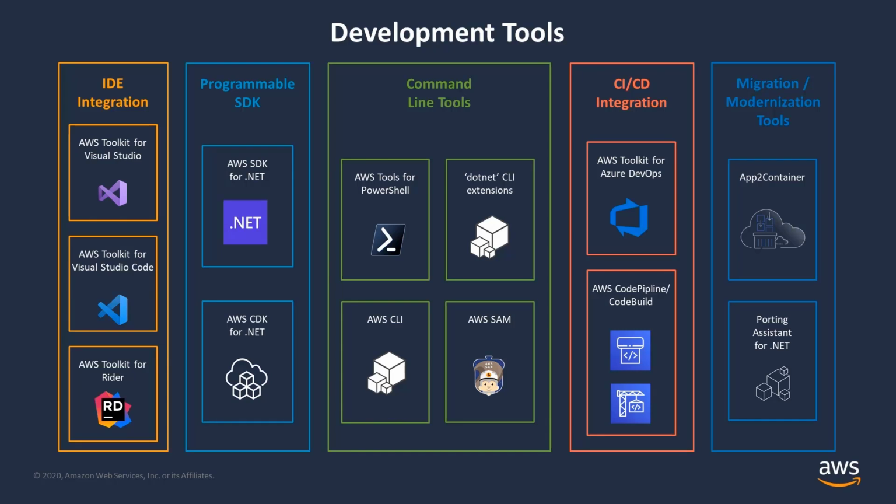Command line tool options, we're going to have AWS Tools for PowerShell, .NET CLI extensions, AWS CLI, and AWS SAM, which is our serverless application model. CI/CD integration, we have AWS Tools for Azure DevOps, and we have our AWS Code Pipeline, Code Build, and I don't have listed here, Code Commit and Code Deploy utilities. And finally, we have our migration and modernization tools, App2Container, and Porting Assistant for .NET.